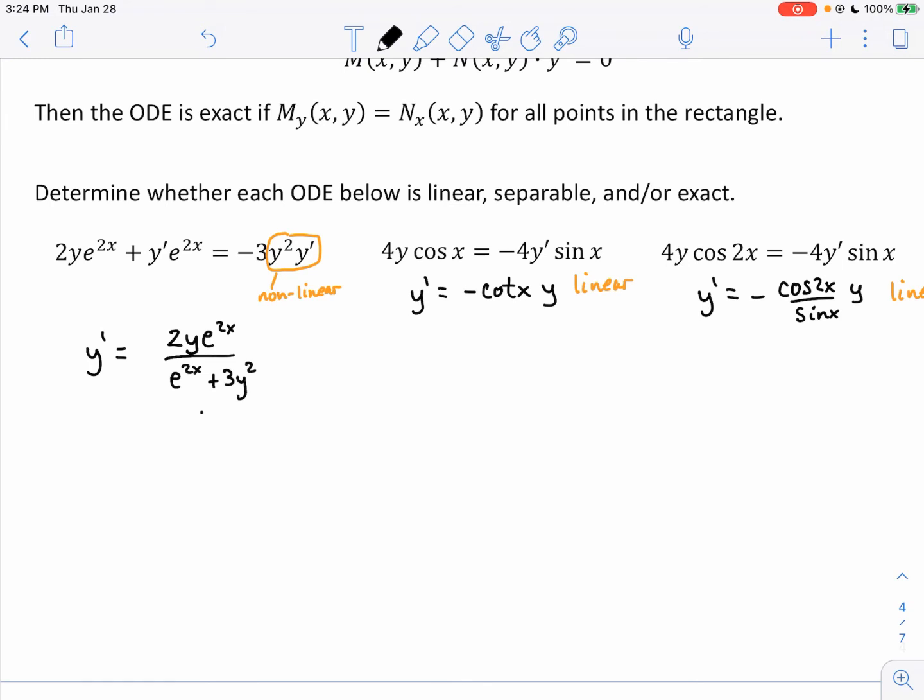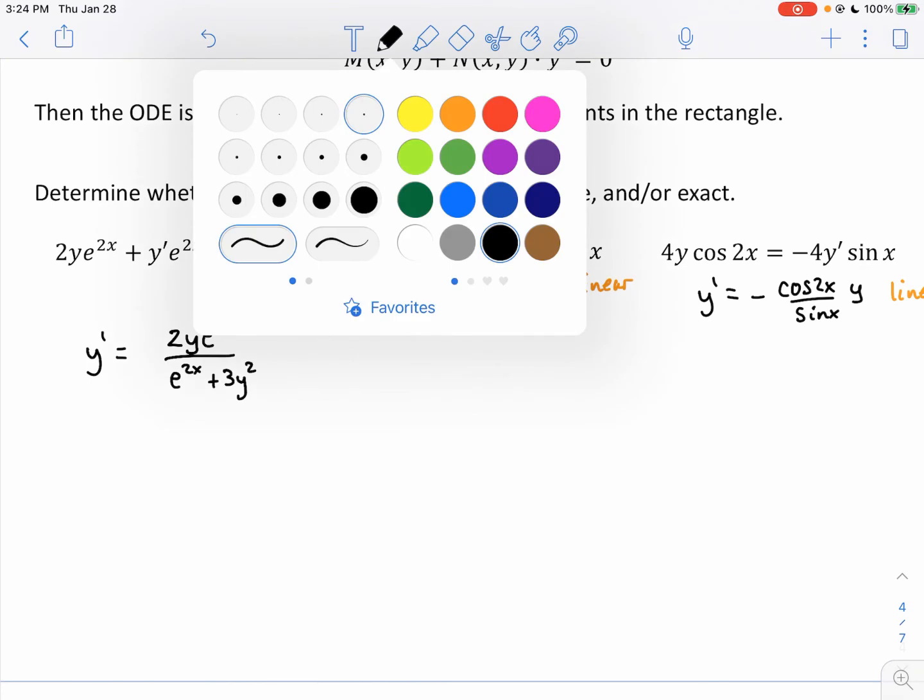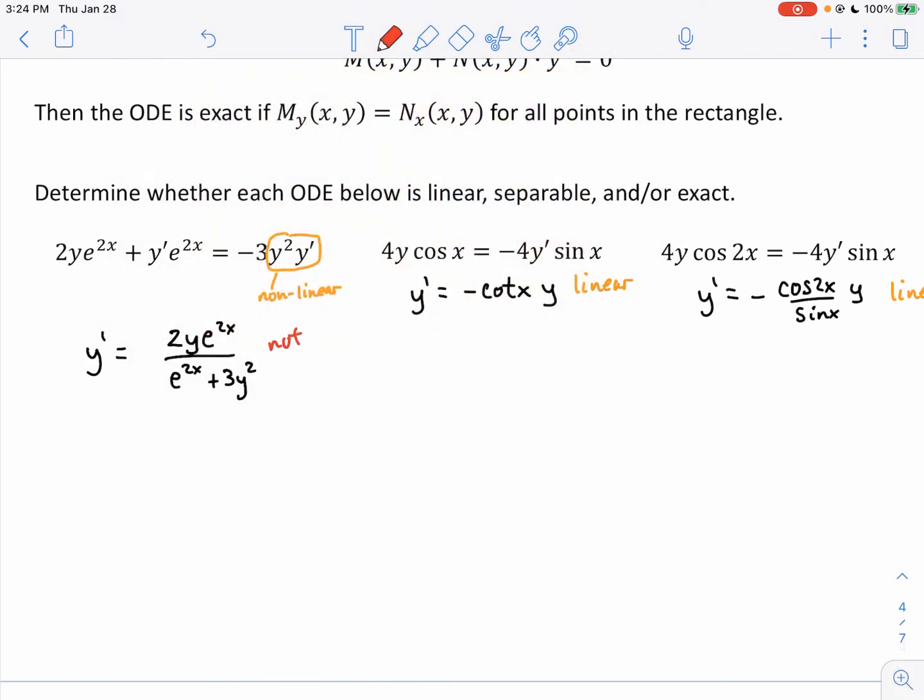If it's possible to factor this into a function of x's times a function of y, so you have some sort of f of x times some sort of g of y, if you can factor that in such a way, then it's separable. But I can't see a way to break this apart into a function of x times a function of y only. And if you can't do it, then this is not separable. I'll just put not separable.